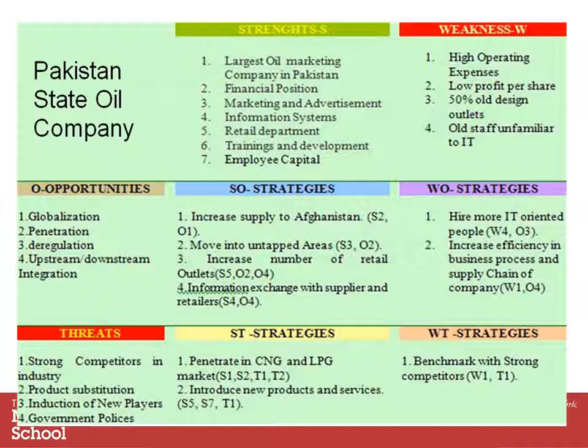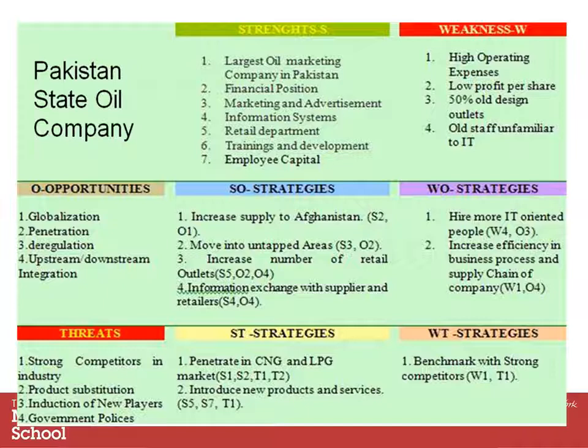Of course, the problem here generally with some of these is they tend to be a bit vague. So, for instance, we have here Pakistan State Oil Company has a strong financial position, or at least it did at the time of making this TOWS matrix, and globalization gave it a real opportunity, especially with the American presence in Afghanistan. So increasing supply to Afghanistan would be where we use strengths and opportunities. It has strong marketing and advertisement areas, so again this would help with penetration, so you can move into untapped areas.